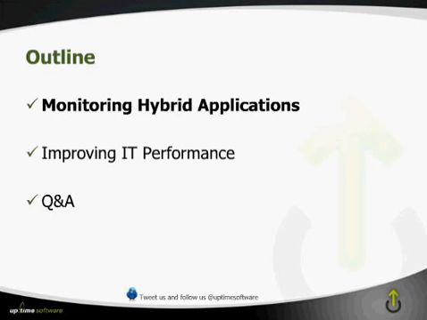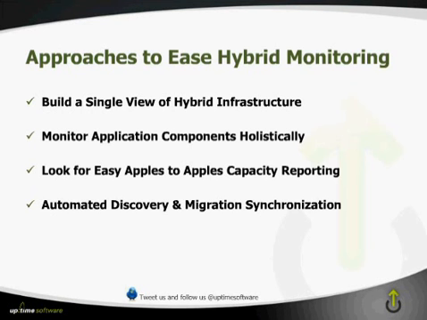So there are four specific things that we worked with Sam on to help him ease his way into this hybrid monitoring. So we talked about building a single view of his hybrid infrastructure, so he's able to see availability information across all of his different resources. We talked about monitoring application components holistically to get one version of application availability. We also addressed some of his capacity reporting challenges around reporting on different architectures in the hybrid environment, and then also talked about automated discovery and migration synchronization to help ease some of the manual overhead that they were having with some of their legacy tools and weren't really ready for the transition to a dynamic hybrid environment.